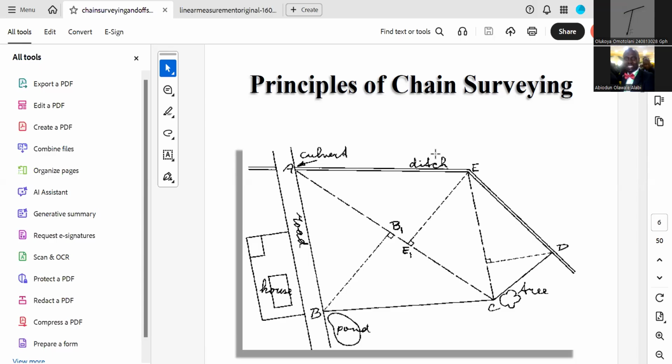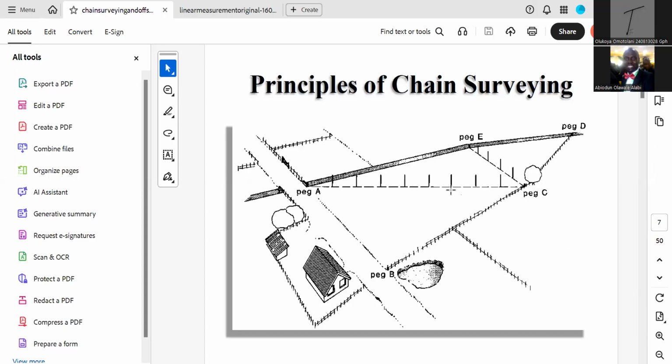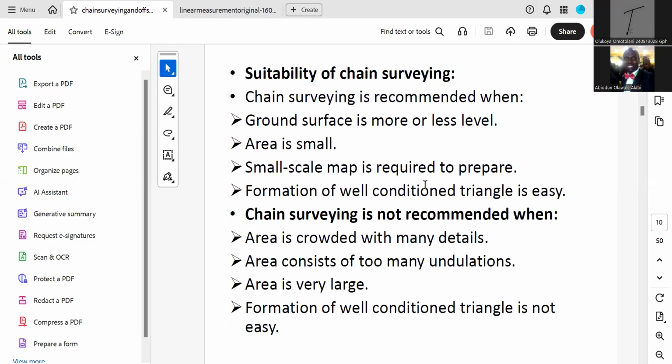So these are some of the details which are even outside the boundary of the property. They are not within. There are some that will be within. Okay, so this is a typical example. So look at this now. This is another example. The boundary of the property has been divided into a series of triangles. So we've looked at this before, where chain survey can be deployed, and where it cannot be deployed.